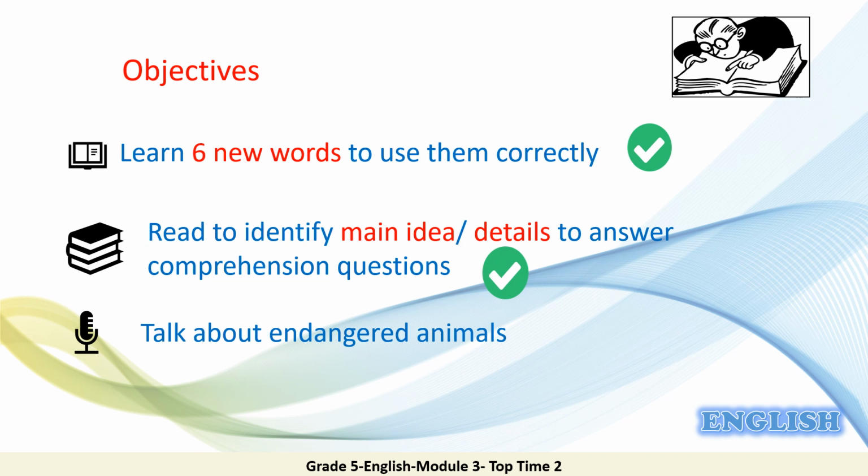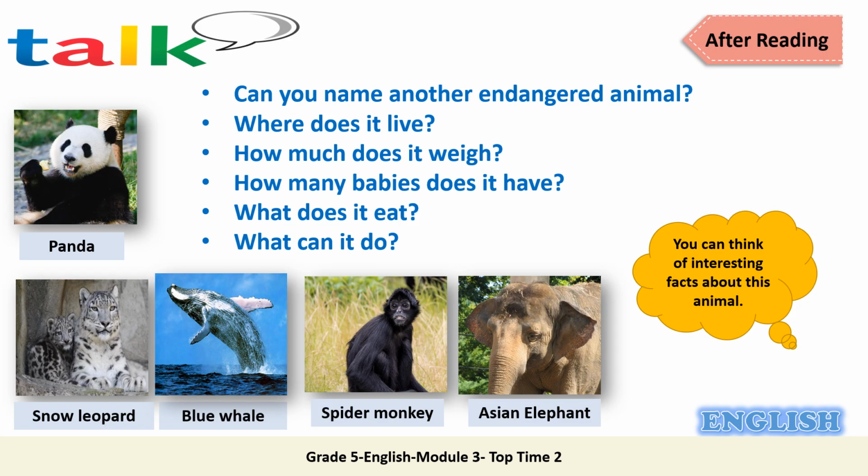We are done with the second objective. Let's move to the third one. Now it's time to answer these questions. And later, we are going to use the answers to make a poster. Let's read the questions together. Can you name another endangered animal? Where does it live? How much does it weigh? How many babies does it have? What does it eat? What can it do? So stop the video and answer the questions.